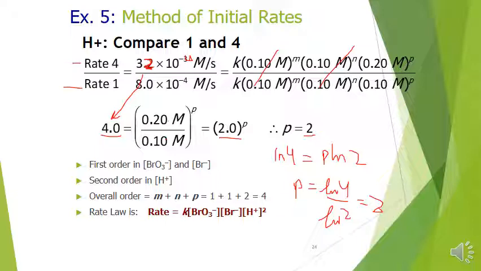And so it's second order in terms of H plus. So first order in terms of these two, second order in terms of the H plus. So the overall order is 4, 1 plus 1 plus 2. And then your rate law looks like this. And you could put the 1 here, and then what we do is we can solve for k by using one of the experiments.